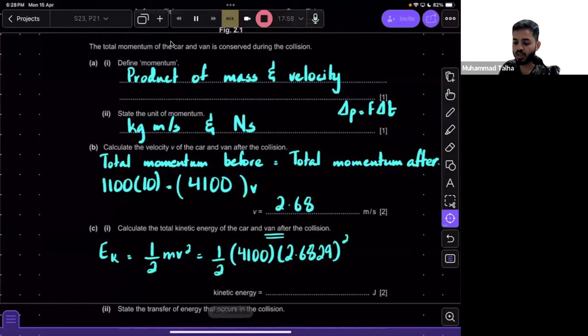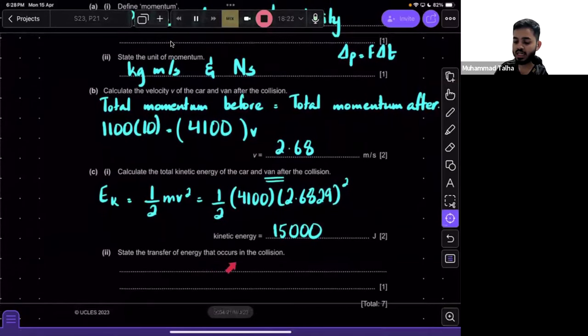So the square of my answer times 4100 divided by 2 is 14,756, or I can say this is 15,000 joules. All right, you can also write your answers in standard form if that's what you like.